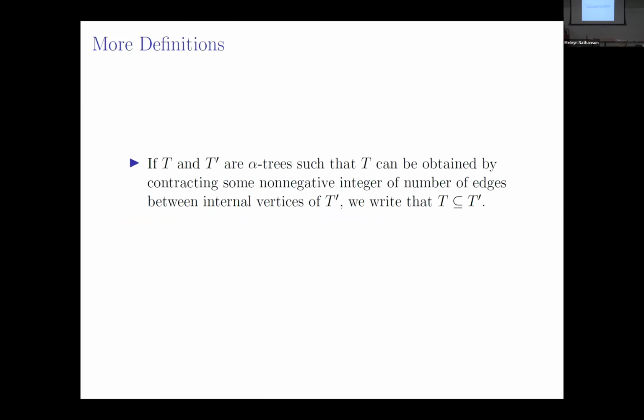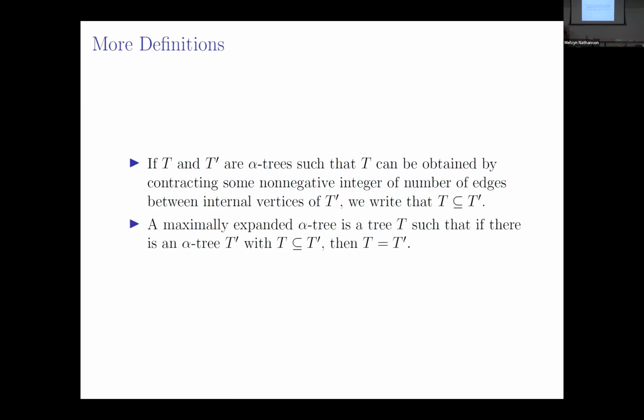Okay, so some more definitions that we need here. We need to get to the maximally expanded part of the title. So if you have two alpha trees and one of them can be obtained from the other by taking two of the vertices and just collapsing them into each other, then we say that we have this association between them, right? We have this notation here, essentially that one contains the other. If you could do this by contracting a non-negative integer number of edges, then we have this association between two alpha trees that go with the same alpha word.